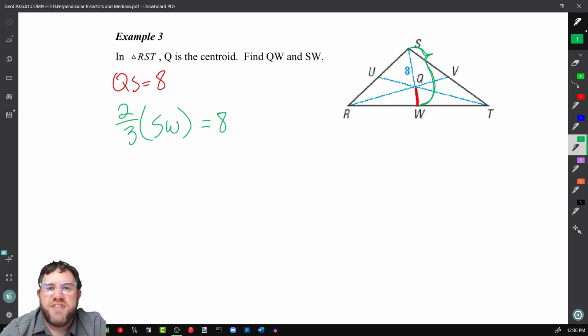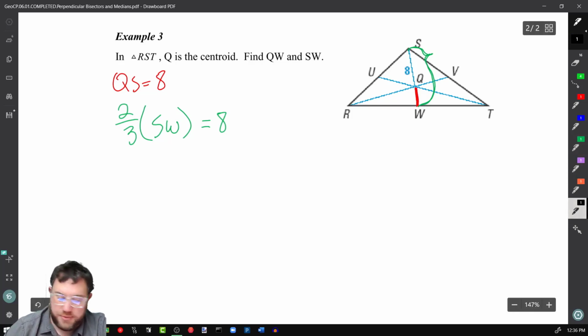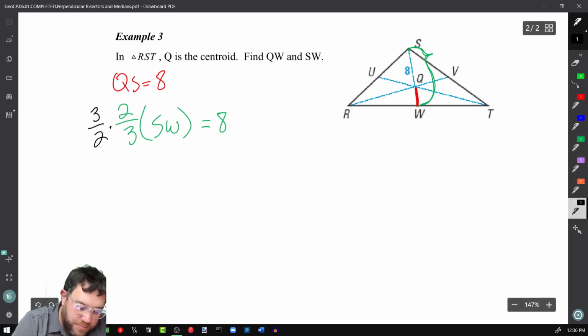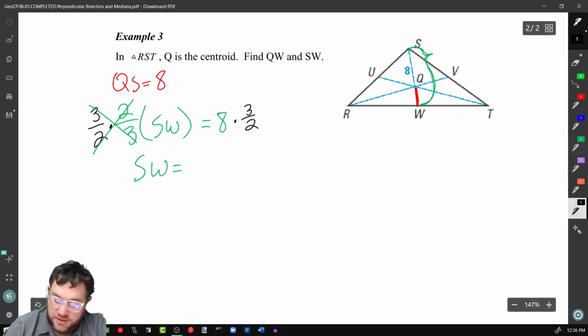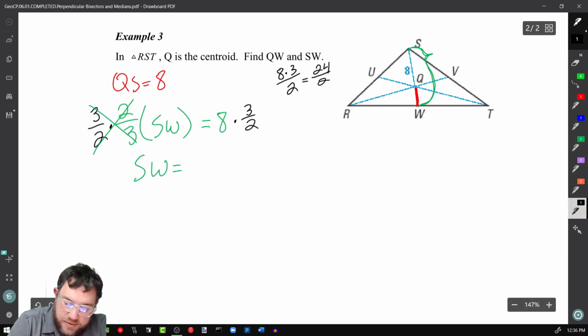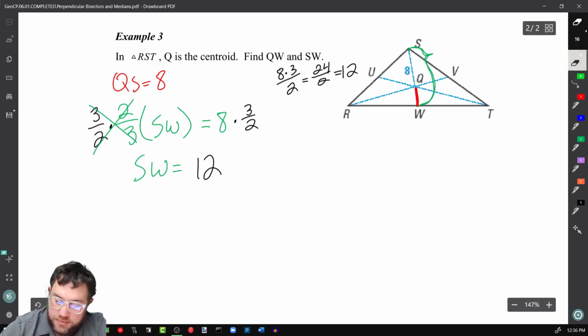Well, how do we get rid of that fraction? There are a few different ways you could do this, but the easiest way to get rid of a fraction when it's multiplied by something is to multiply by its reciprocal. So if we multiply both sides by 3/2, on this side they're going to cancel out, so we just have SW. 8 times 3/2, you could write that as 8 times 3 over 2. That's 24 over 2, so that's going to be 12. So SW equals 12.